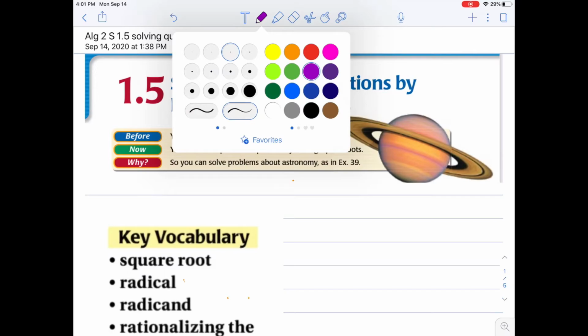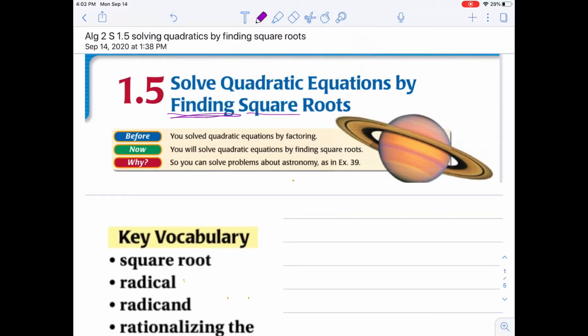Hey everybody, we're back. We're diving into solving quadratic equations by finding square roots. So today we're going to solve equations by finding square roots. A couple things you need to remember is, what is a square root?